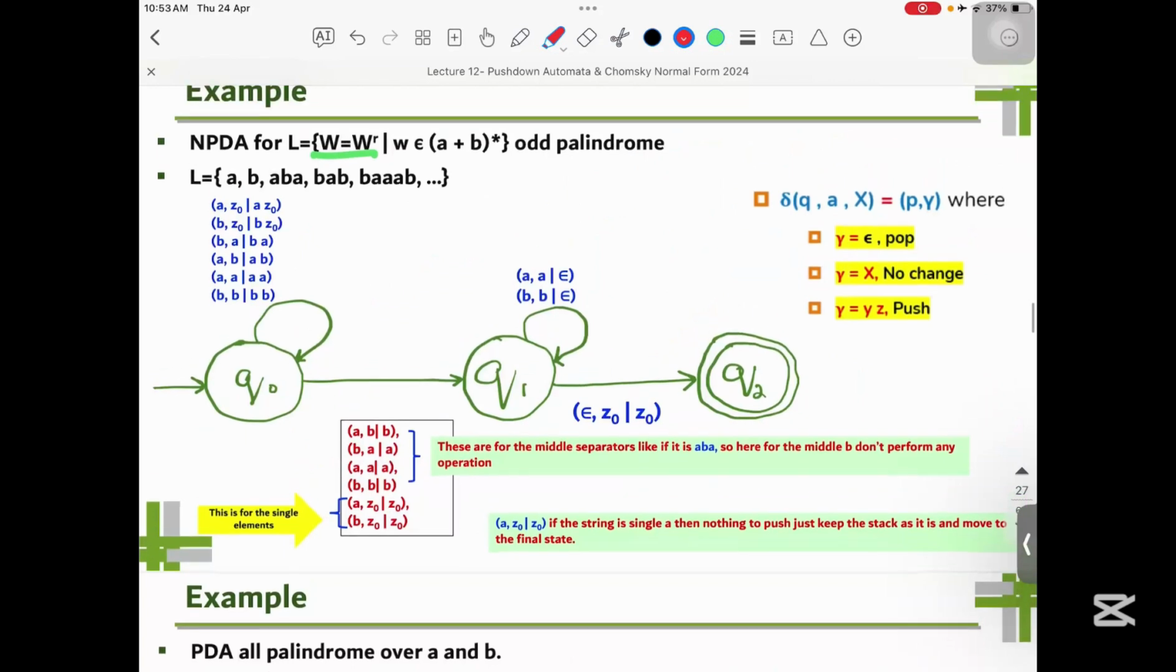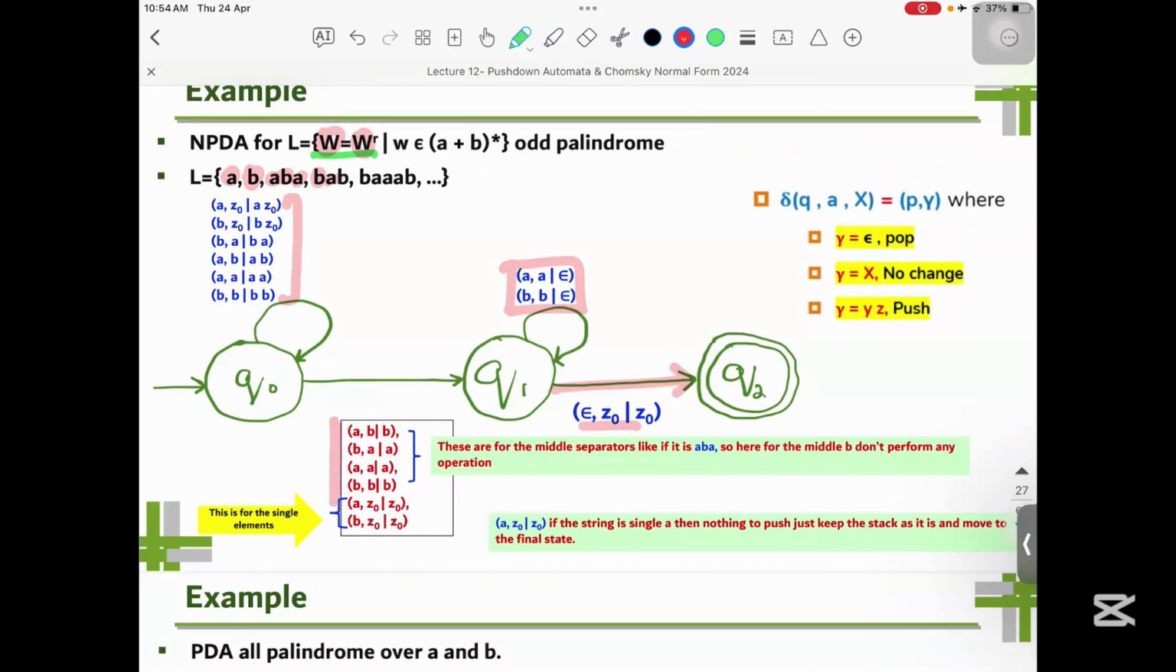Now let's talk about the odd palindrome. In case of an odd palindrome, you have a word, and it is a palindrome. It might be A, it might be B, it might be ABA, it might be BAB, and so on. So all these six are exactly the same thing that we did. This will be exactly the same thing. Here also this is exactly the same thing. Only we have some changes here.